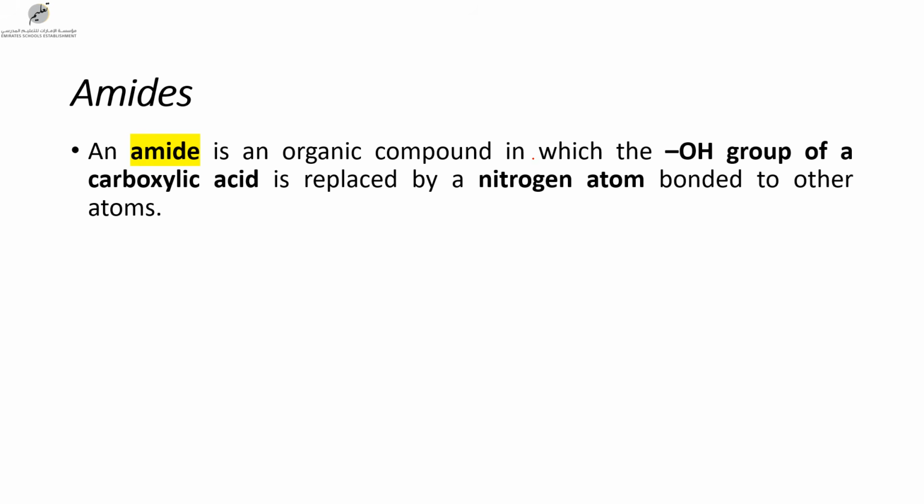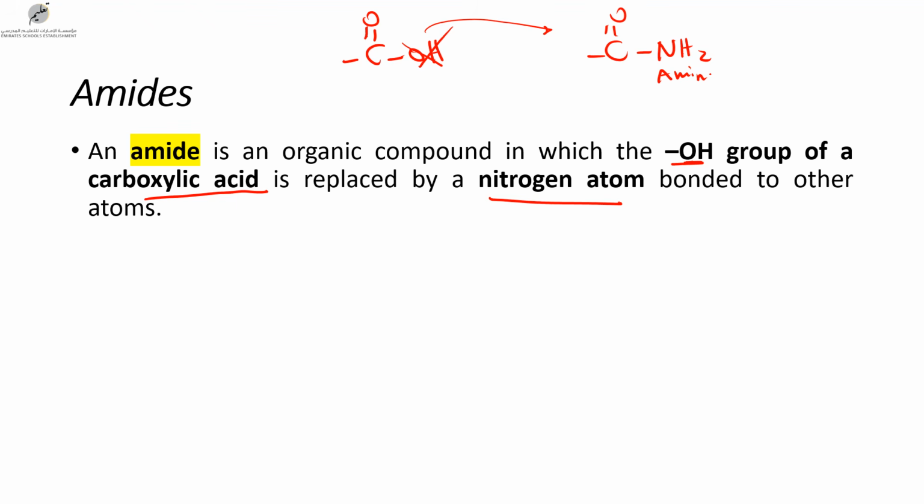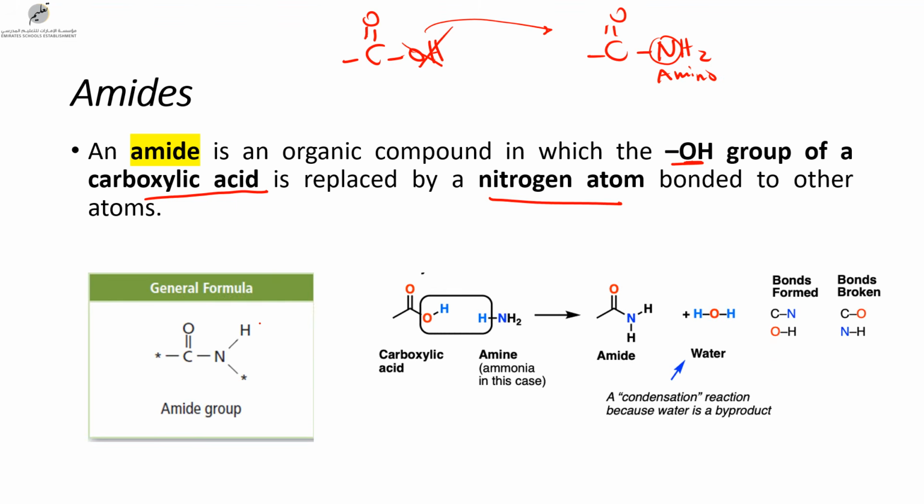Now let's go to the next compound, amides. An amide is an organic compound in which the hydroxyl group of a carboxylic acid is replaced with a nitrogen atom bonded to it. What does that mean? So this is a carboxylic acid, right? Now this one is going to go, and we will have now an amino group, a nitrogen. Okay, so this is the general formula. This is the amide group.